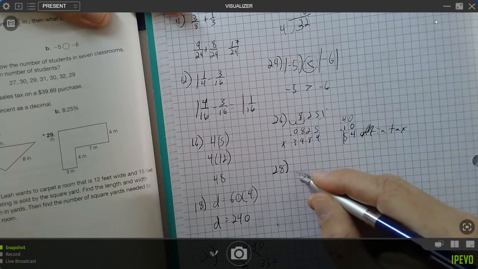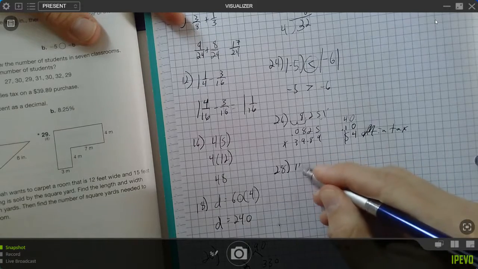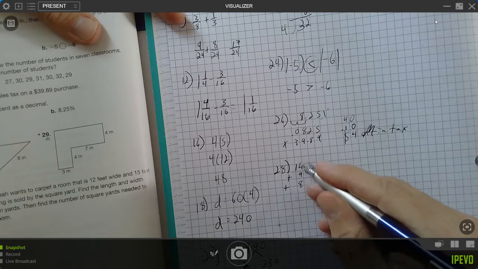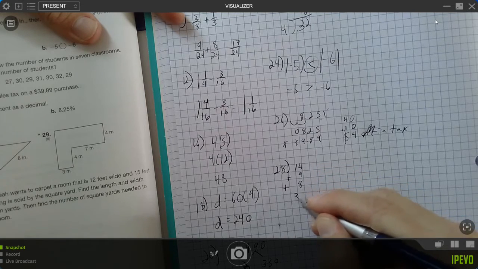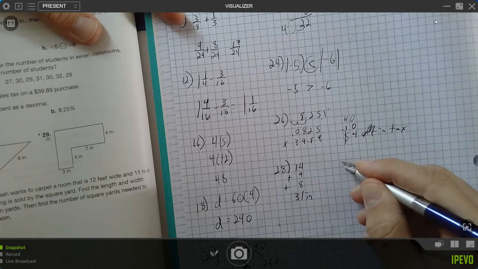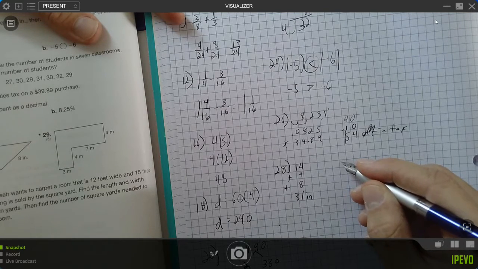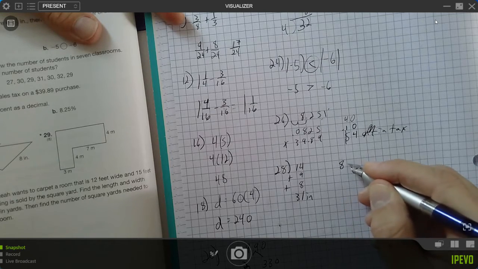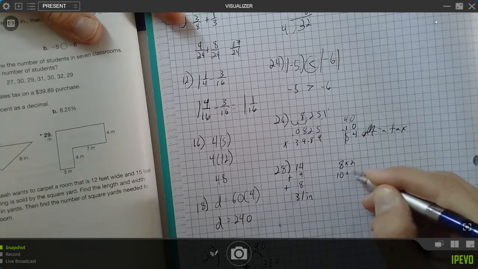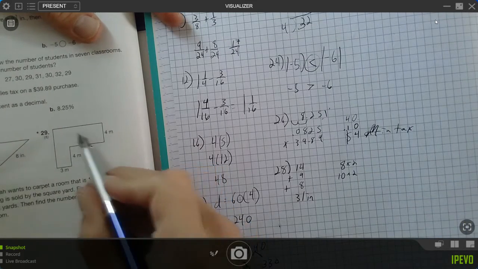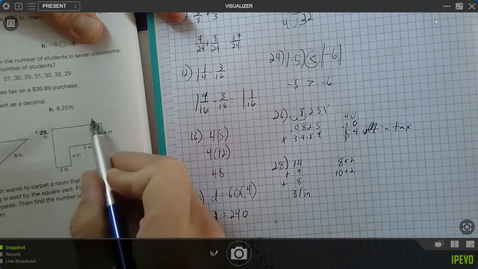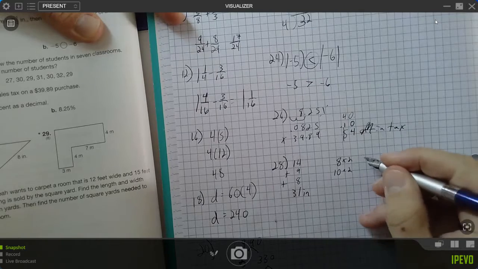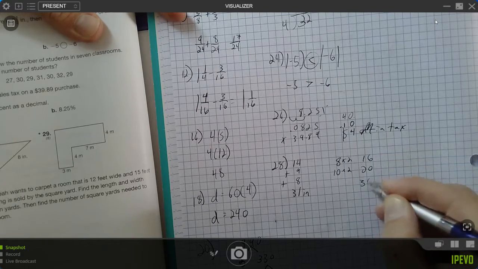28. Find each perimeter. Okay, so 14 plus 9 plus 8, 17, 18, 19, 20, 21, 31 inches. And 8 times 2 and 10 times 2. So this length here is 3 plus 7, which is 10. This length here is 8, 4 plus 4. 16, 20, 36.